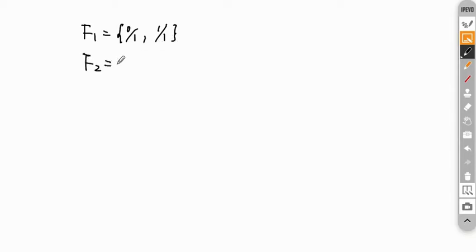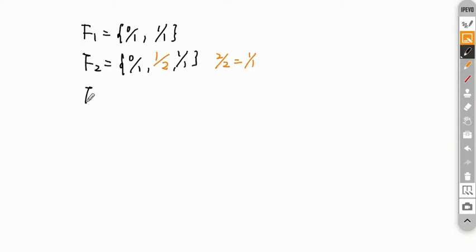F2 will keep the terms that F1 has, like 0 over 1 and 1 over 1, but it will add new terms, and these new terms have the denominator 2. We'll add 1 over 2. We won't need to add 2 over 2 because this is just equal to 1 over 1. Remember that Farey sequences have fractions that are completely reduced.